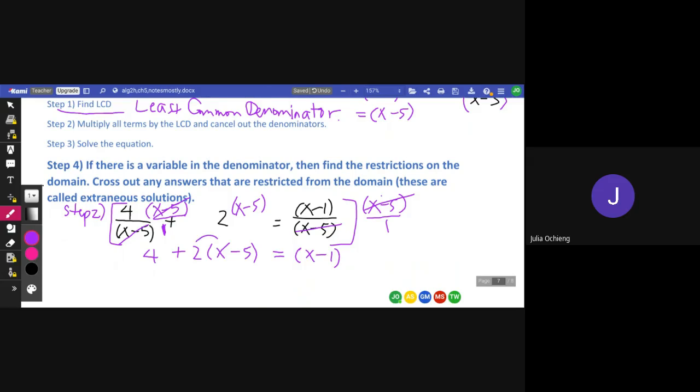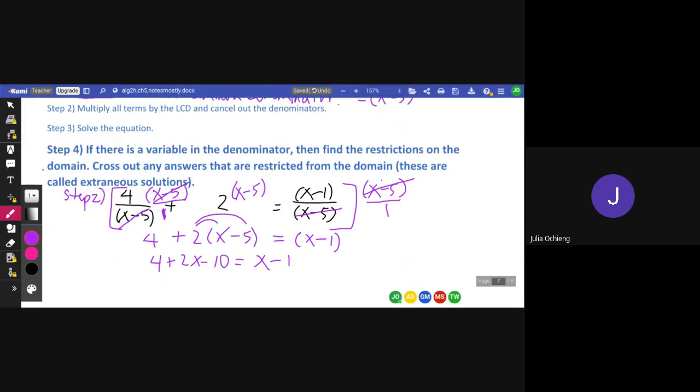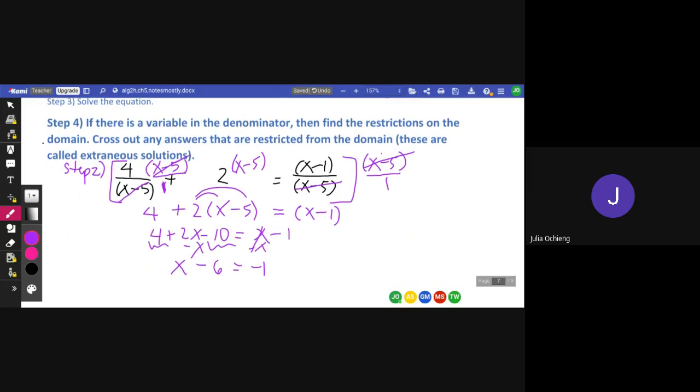So I'm going to do that by distributing the 2 here. So 4 plus 2x minus 10 equals x minus 1. And I'll drop the parentheses now because I don't need them anymore. Because this is a linear equation, we're going to go back to algebra 1 and just move all the x's to the left side and all the numbers to the right-hand side, okay? So I'm going to subtract x from both sides so that there's only an x on the left side. And then I'm going to add the 4 and the minus 10 because those are like terms. So that's x minus 6 equals negative 1. And then I'm going to add 6 to both sides and x equals 5.